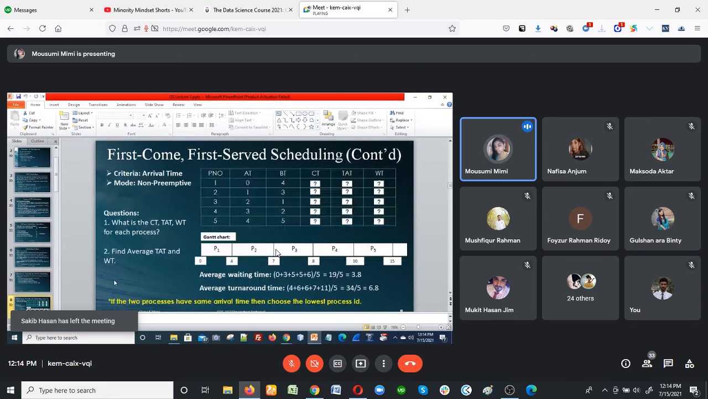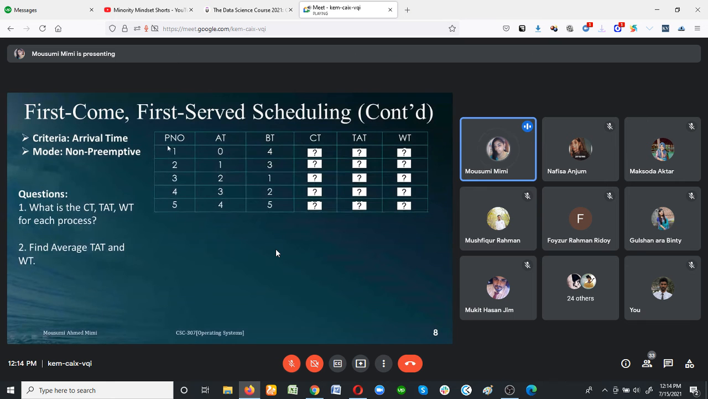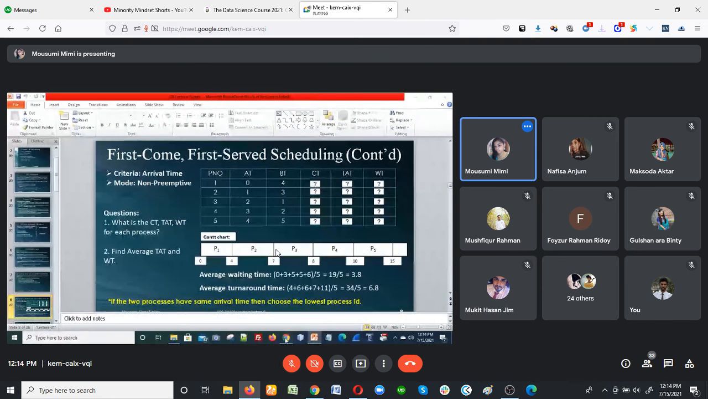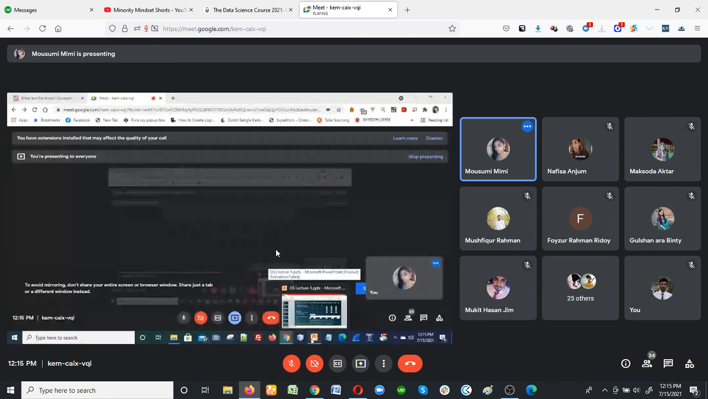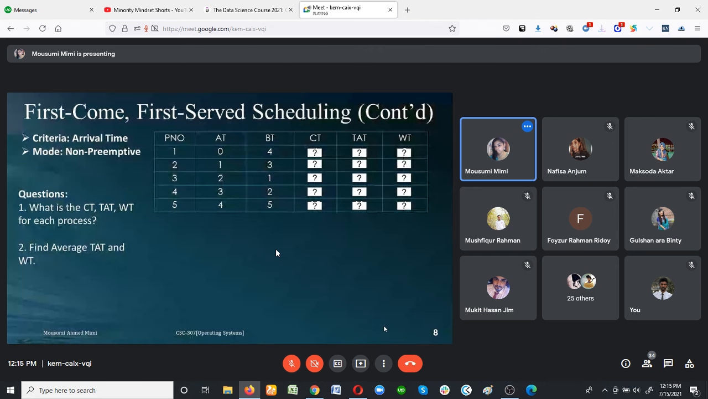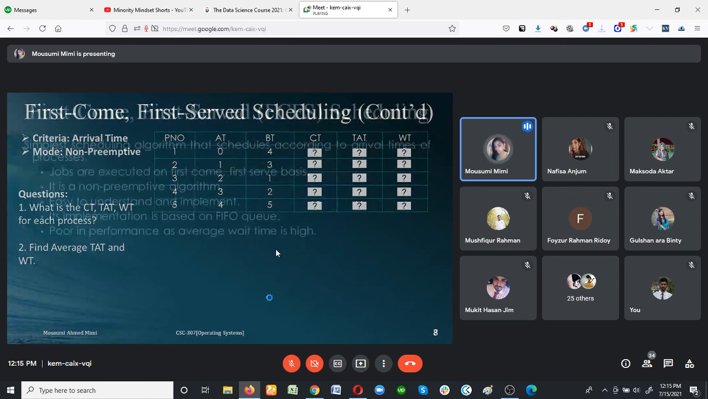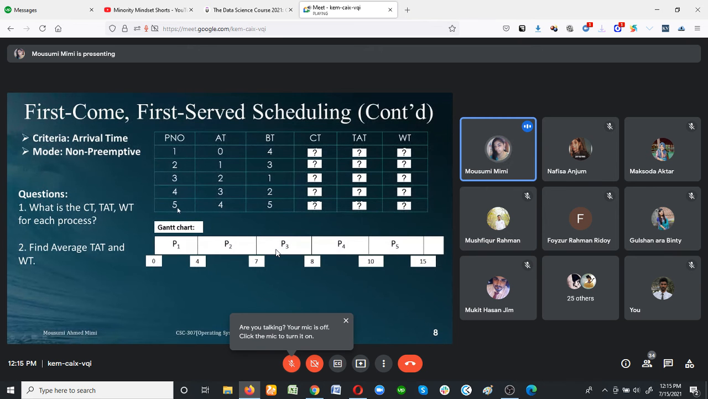Come to the algorithm. So at the exam time, you are given the process number, arrival time and burst time. You have to figure out the turnaround time and waiting time. So first of all, you have to create a Gantt chart. This is the Gantt chart.